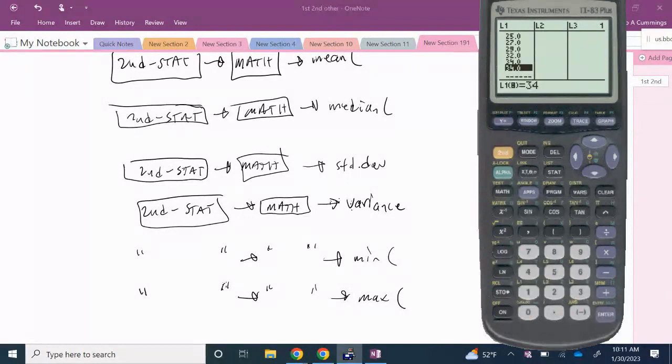How did you find the variance again? For the variance, let me start from the home screen. I went into the list, which is above stat, so it's a second function: second and stat. Scroll over to math and scroll down to variance. Then if we put in list 1, we should get 28.4.